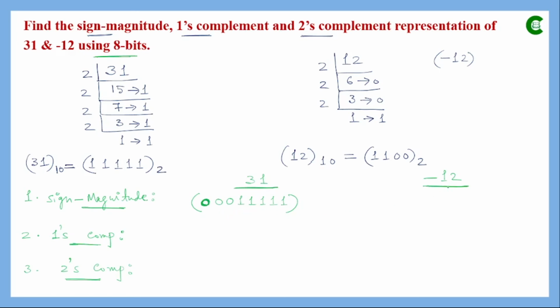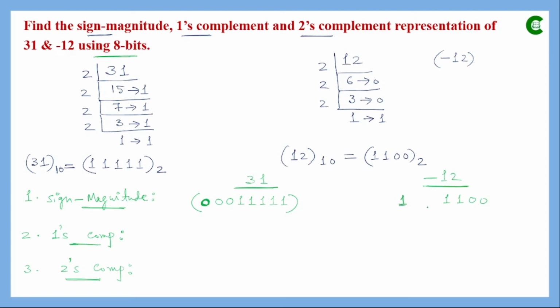Now come to minus 12. For plus 12 we have obtained the value 1100, but it still occupies only 4 bits, and we want to represent it by using 8 bits. So in the MSB position, the last position, the value will be as per the sign. Here this was for plus 12, but the number actually is minus 12. So in the MSB position we will be using 1, because we know for negative sign the value is 1.